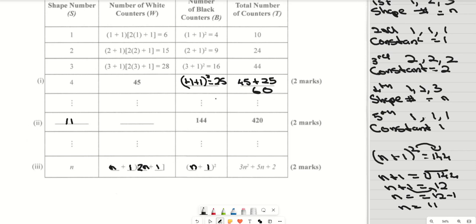And because we know the shape number is 11, there are two ways to do this. You could say, to get an answer here, you could just say 420 minus 144, right? And 420 minus 144 is equal to 276. How did I get that? Remember, to get the total number of counters, we add white counters plus black counters. So 144 plus some value would give you 420, and that value is 276.